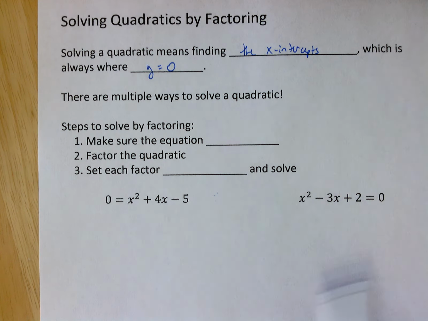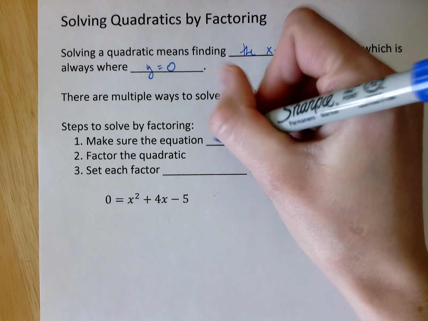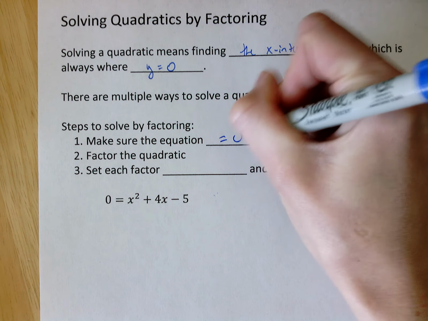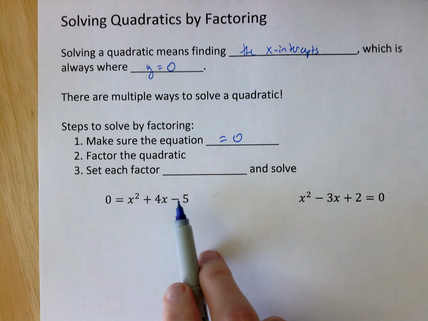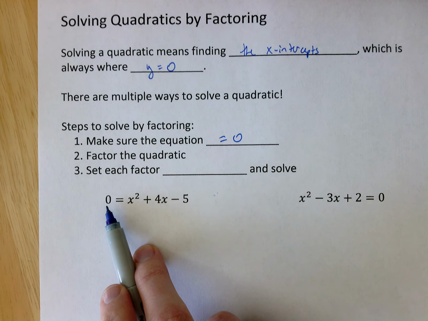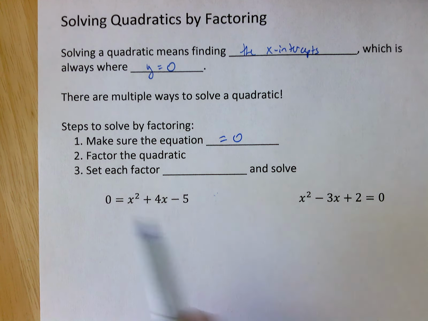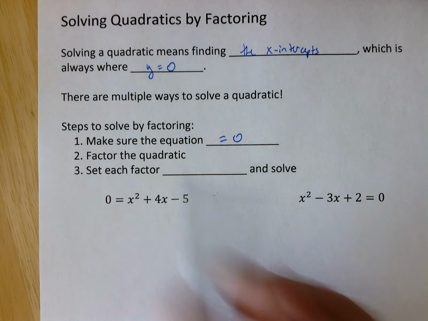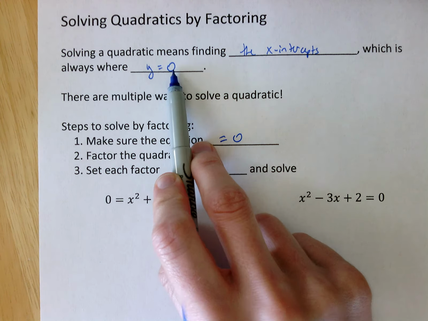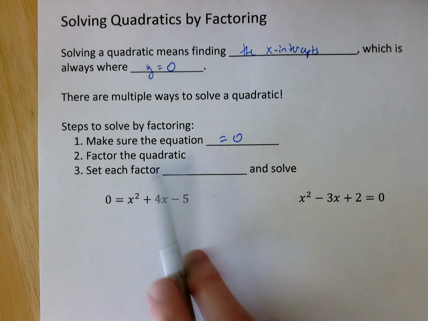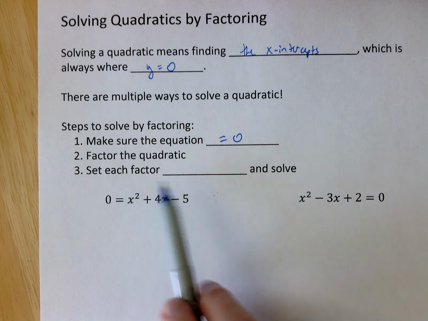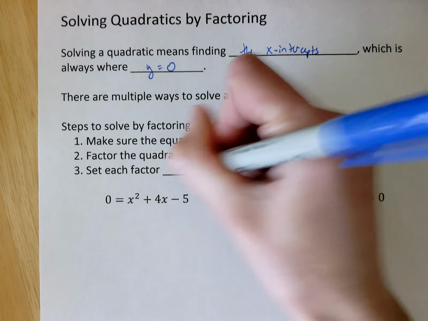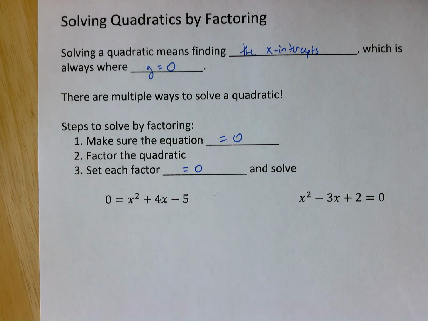Okay, so how we're going to solve by factoring. First of all, you need to make sure that the equation equals 0. That's the first step. Okay, so you'll notice that here, this equation is already set up equal to 0. If we had an equation that said y equals something, then we would just replace the y with a 0. Okay, all right, then we're going to factor the quadratic. Once we've done that, we're going to set each factor equal to 0 and then solve. Okay, so let's go through this first example.